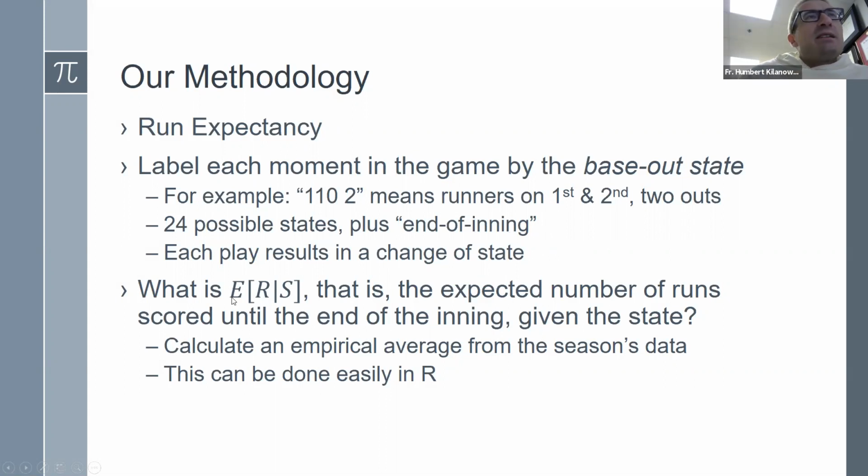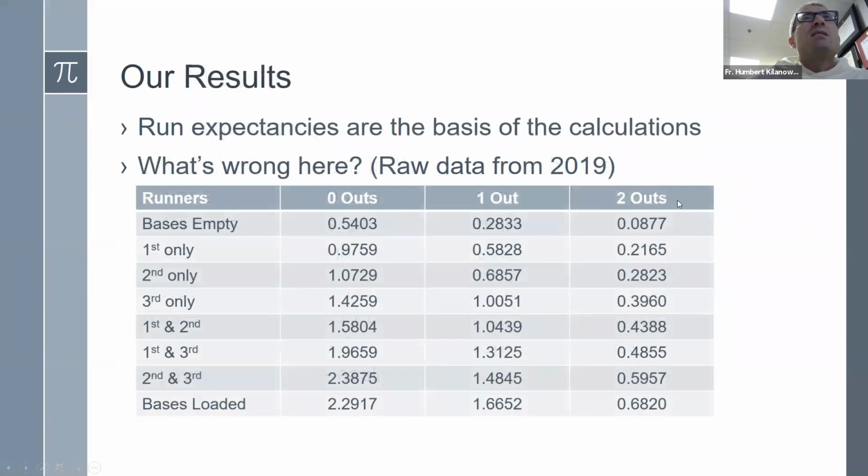So what we want to find is the conditional expectation. How many runs does the team at bat expect to score given that state until the end of the inning? So with R, we calculate an empirical average from the season's data. So if we look at the raw data from the 2019 Cape League season over the course of 220 games, these are the average run expectancies.